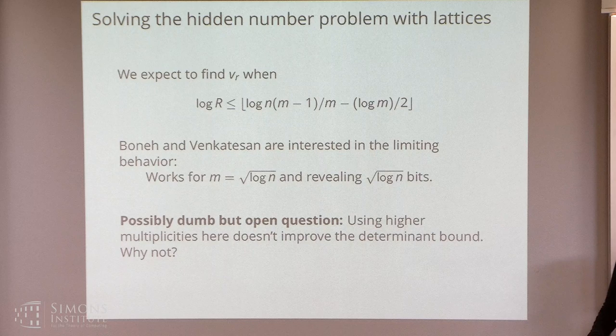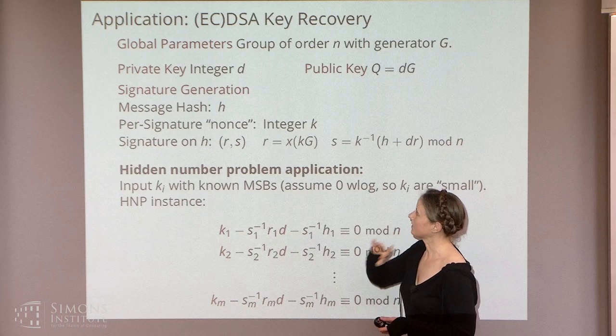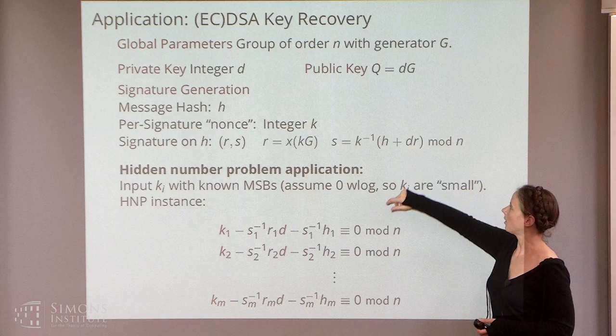So the application that everybody does in practice is breaking ECDSA. With ECDSA, the important thing is that your signature depends on the secret nonce, the hash of your message, your secret key, and then a public part of your signature. And this is a linear equation.